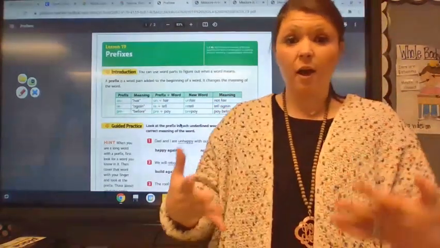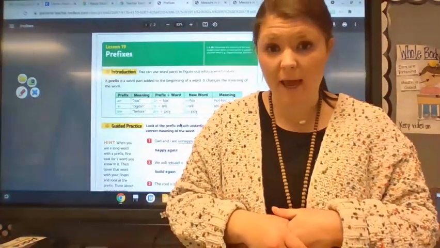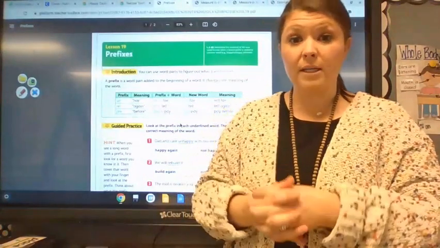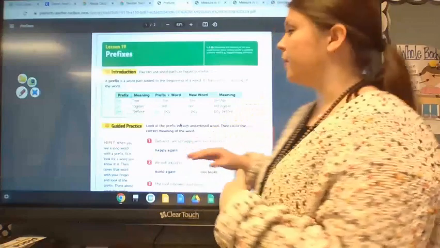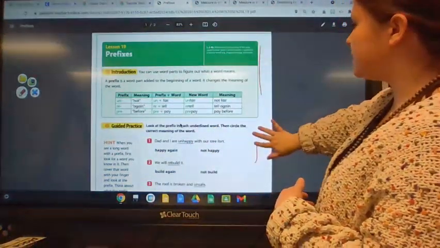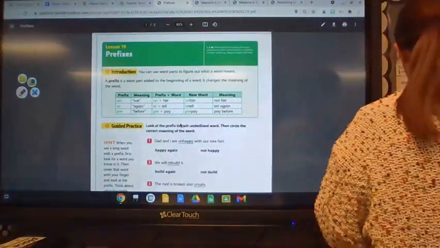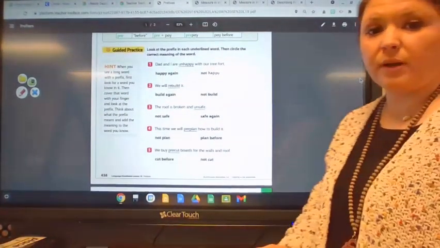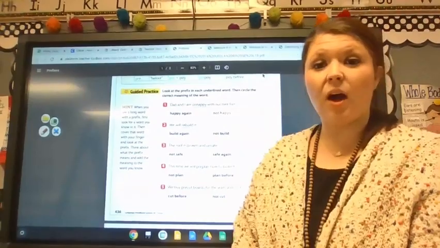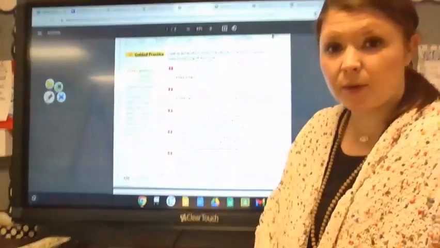So you see a lot of words that have prefixes in your text. What you need to do is figure out the meaning of the word with that prefix on it, okay? So let's go ahead and look at some examples of words with prefixes. All right, so let's look at question number 1.